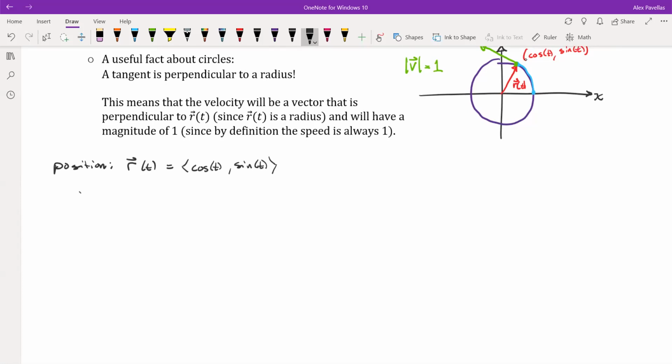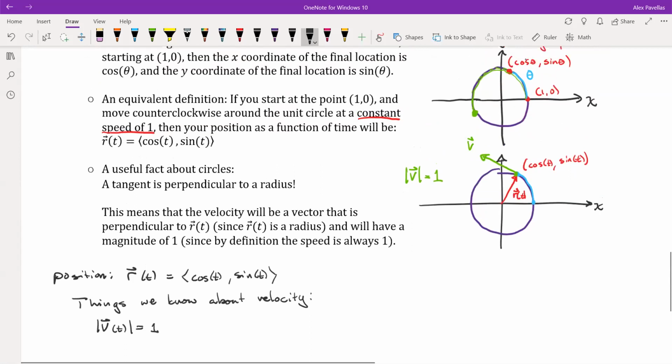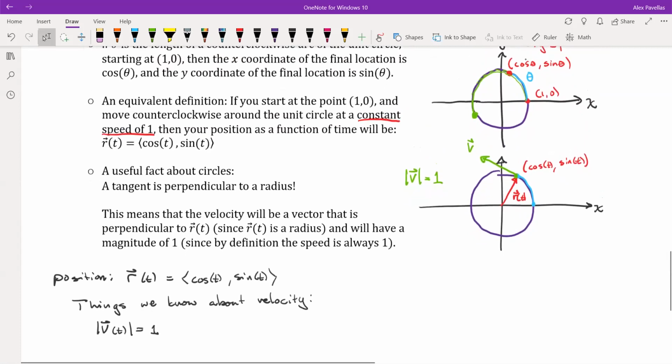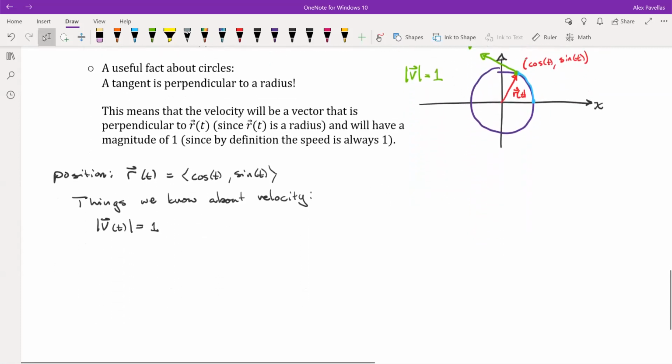And then things we know about velocity are, well, we know that the magnitude of velocity is 1 for all t. Now note, by the way, the magnitude of r is also 1, right? Because x squared plus y squared equals 1, because every point on the unit circle is a distance of 1 from the origin. So note that the magnitude of r of t is also equal to 1. So these guys have the same magnitude.